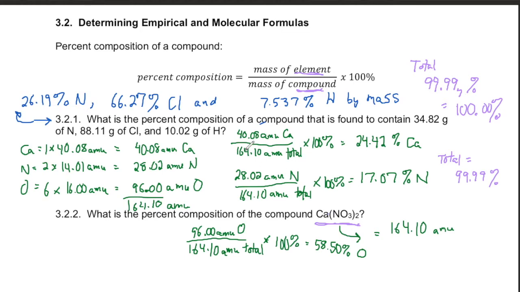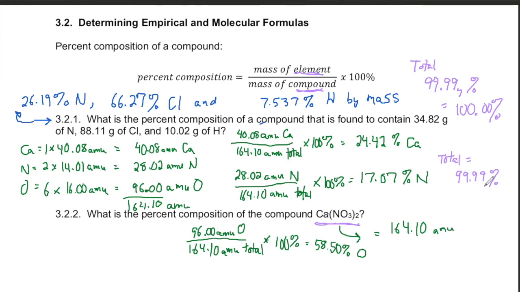So this is what that looks like. The amount of calcium over the total amount times 100% would give us 24.42% calcium by mass. Doing the same thing with nitrogen gives us 17.07% nitrogen by mass. And then lastly with oxygen, we get 58.50% oxygen by mass. Then when I add these up, it is definitely close to 100%.